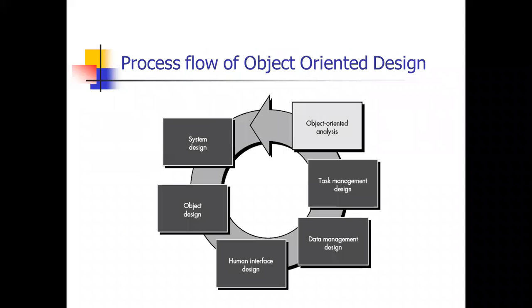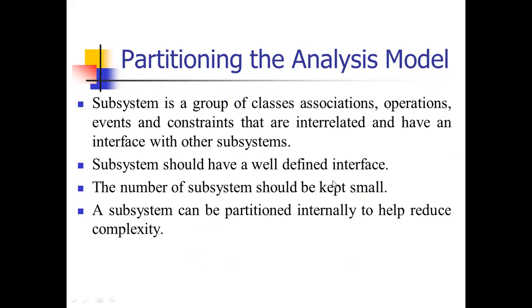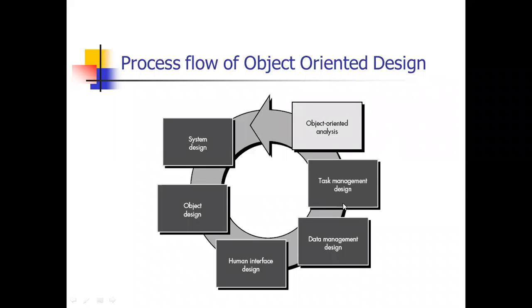Here you can see the process flow of object oriented design. First, we analyze the system, that is object oriented analysis. Then come the generic components of object oriented design: task management design, data management design, human interface design, then object design, and at last system design. So this is the process flow of object oriented design.